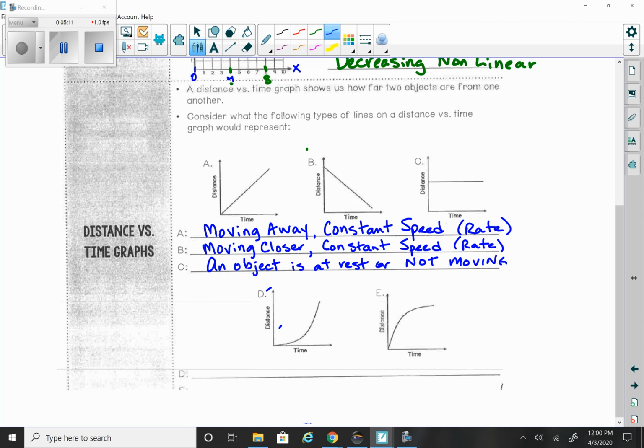So again, not moving or at rest if we have that constant distance. The distance is not changing.